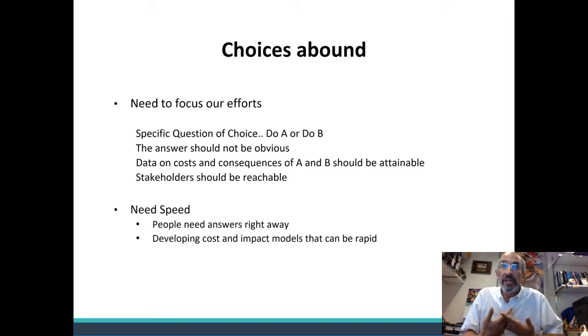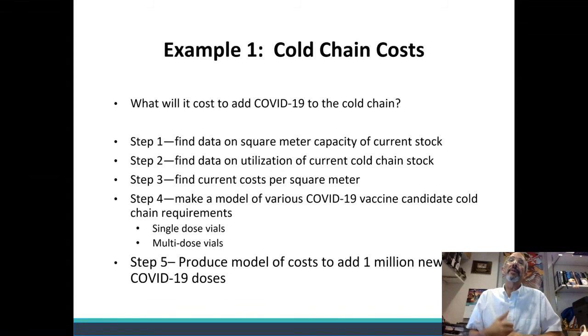Tell them we're working on the problem before we're finished solving the problem. So that way they'll be tuned in to the results of our work. We need to be fast. We need speed. People need answers right away, and we want to have cost and impact models that are available quite soon. So here's an example of something that I think would be doable and useful in the near-term future.